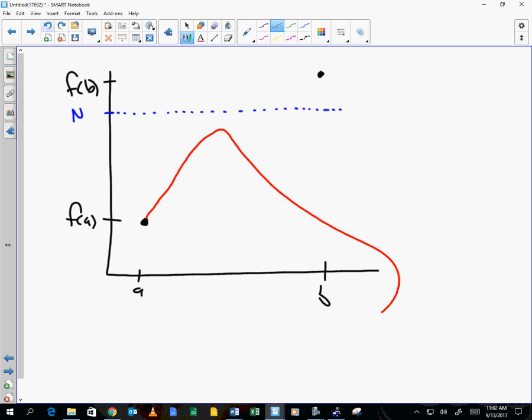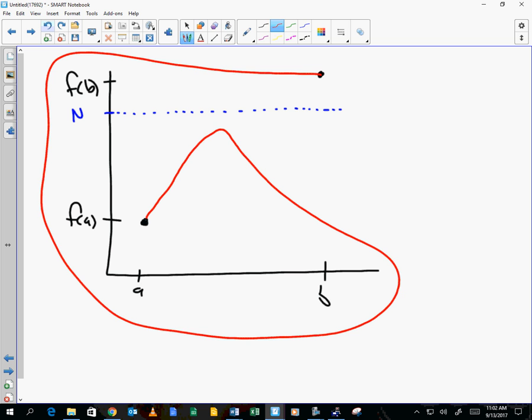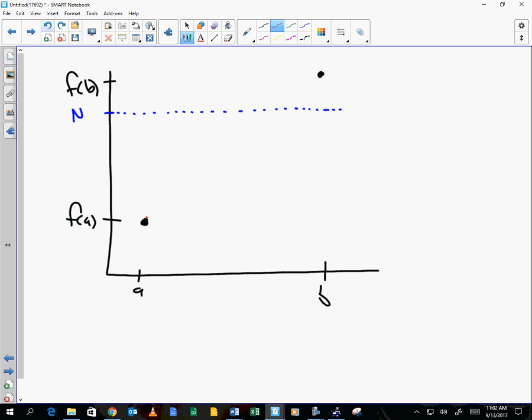So like this, like that. Right there. I mean, we crossed over the value n, didn't we? Finally. But now it's not continuous, so it fails the continuity definition.